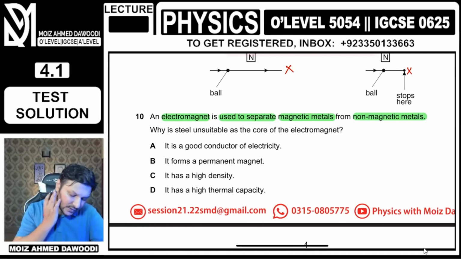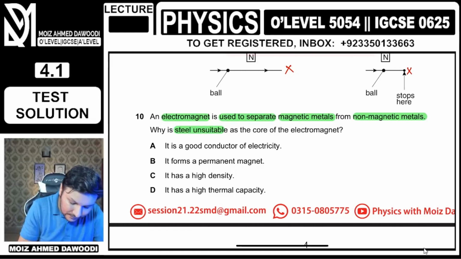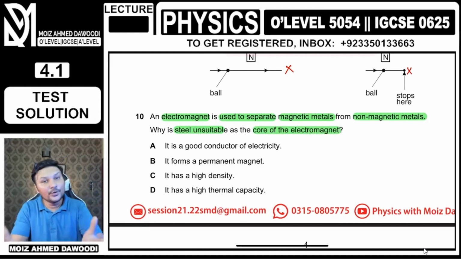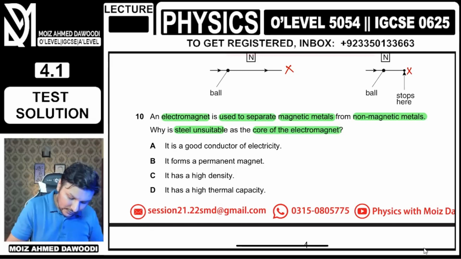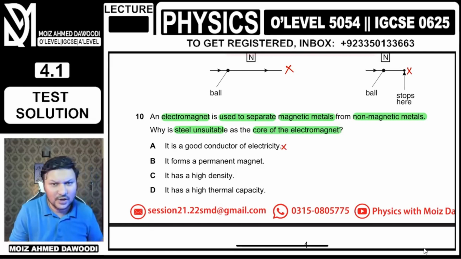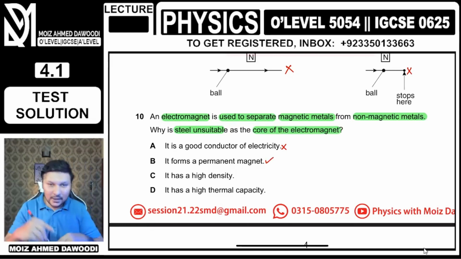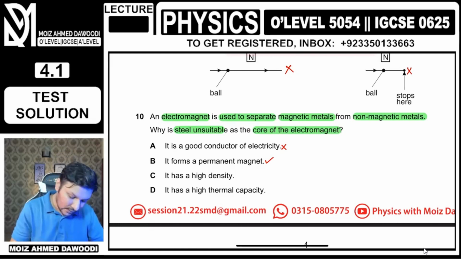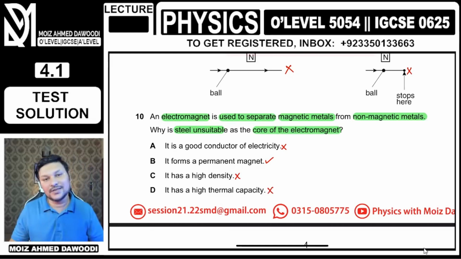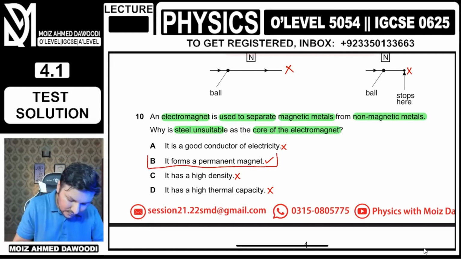So why is steel unsuitable as the core of an electromagnet? As I told you earlier, when we talk about electromagnet, we are talking about temporary magnet, and steel does not make a temporary magnet. It's a good conductor of electricity, but we are not talking about electricity here. We are talking about magnetism. It forms a permanent magnet, that is why it is not part of the electromagnet, because electromagnet is a temporary magnet. It has high density, which doesn't matter, and it has high thermal capacity. We are not discussing heat or thermal physics here. So in that way, B is the correct answer.